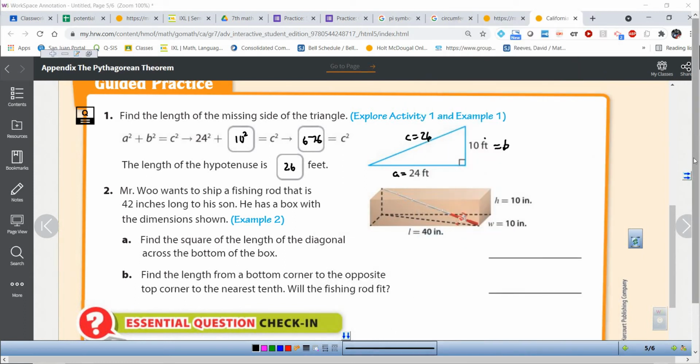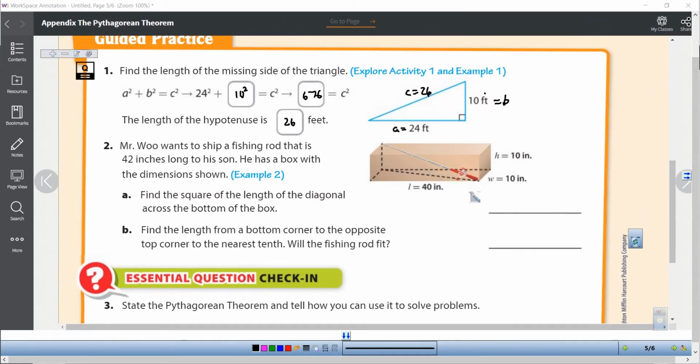All right. Oh, good. Look at this. We got our 3-dimensional application. Mr. Wu wants to ship a fishing rod that is 42 inches long to his son. He has a box with the dimensions shown. Will it fit?